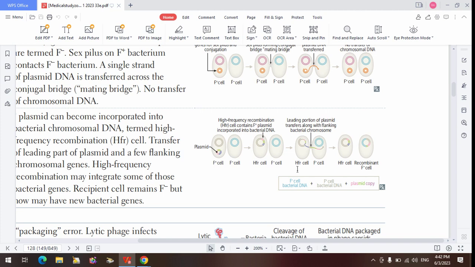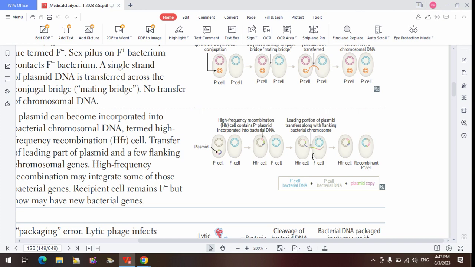So the catch there is that it is only the leading portion of the plasmid that comes out. It's not the entire plasmid. So it's the leading portion of the plasmid that comes out, but it's going to drag along some segment of the chromosomal DNA with it. Now that leading portion of the plasmid, as well as the chromosomal DNA that it has dragged along, all of them will now incorporate into the bacterial chromosome of the F negative bacterial cell.